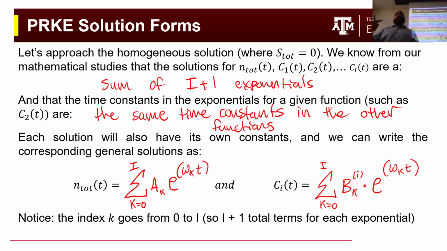And so I've introduced an index k here. This k is not the multiplication factor. And notice that k goes from 0 up to I, so that in total, if we were to write this out, there would be I plus 1 terms in the sum. You would have a k0, k1, k2, k3, all the way up to k capital I. So overall, you would have I plus 1 terms in each exponential. And when we talk about the time constants, that's what the omega k is.